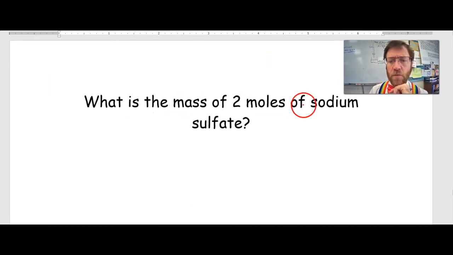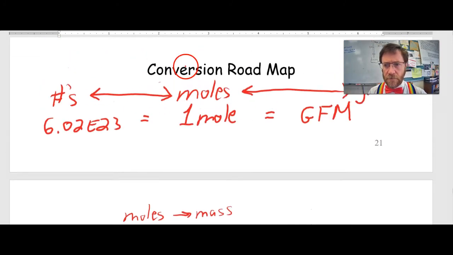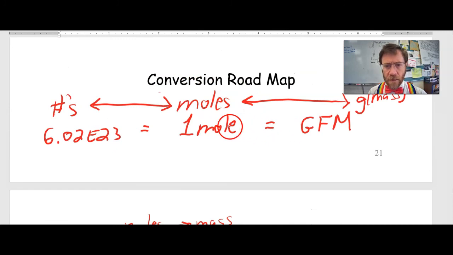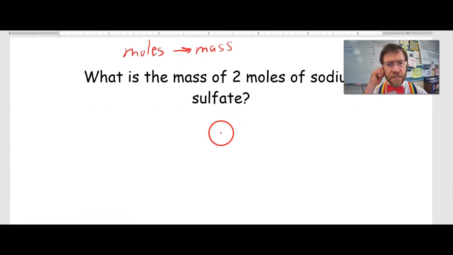What is the mass of 2 moles of sodium sulfate? Okay, so we're starting at moles, and we are going to mass. All right, so moles to mass, that's here, right? So I'm going to need the gram formula mass for this, of sodium sulfate.